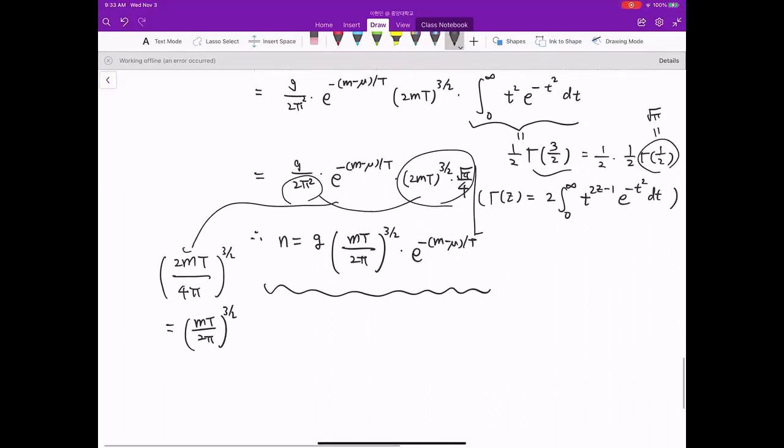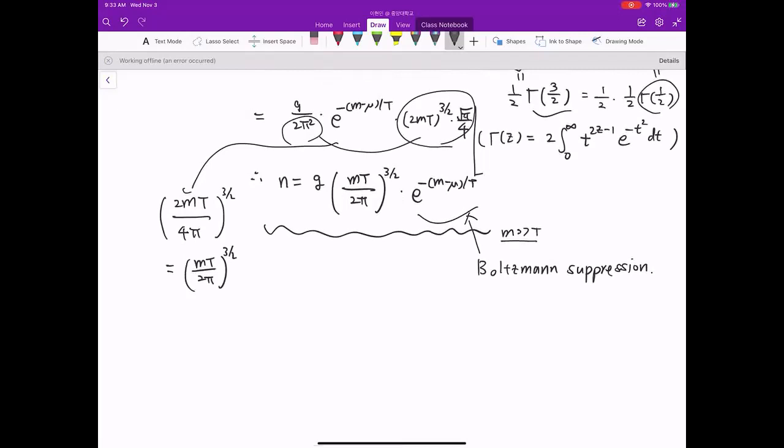So we have found that this is non-relativistic, and we have some Boltzmann suppression because the mass is much greater than the temperature, so we have a large value in the exponent. This is Boltzmann suppression. So the number density is reduced if the temperature is smaller than the mass of the particle.